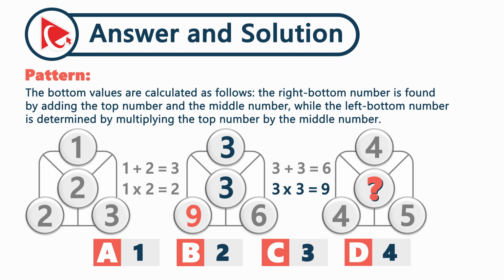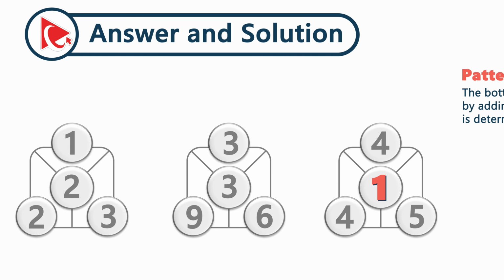And you know what time it is? It's the magic time to calculate the missing number. I'm pretty sure you guessed it by now, because the number is 1. Let's verify it. 4 plus 1 equals 5, and 4 multiplied by 1 equals 4. So the correct answer here is choice A, 1. But hold on, there is more.